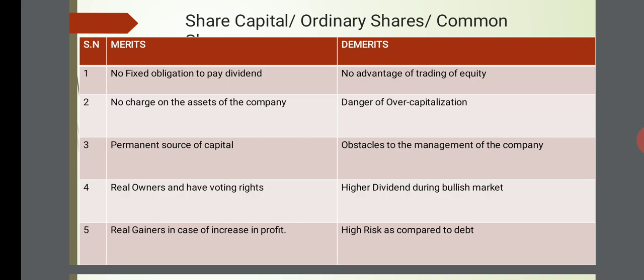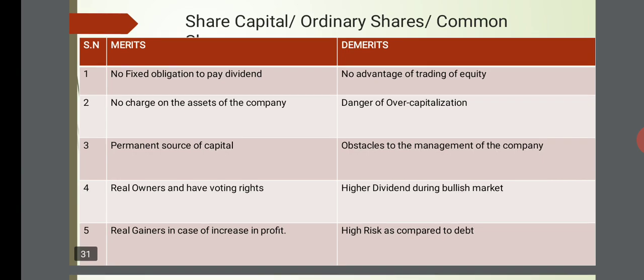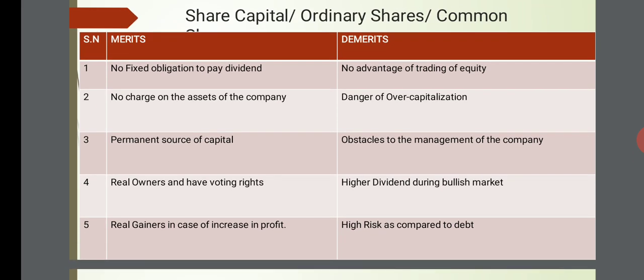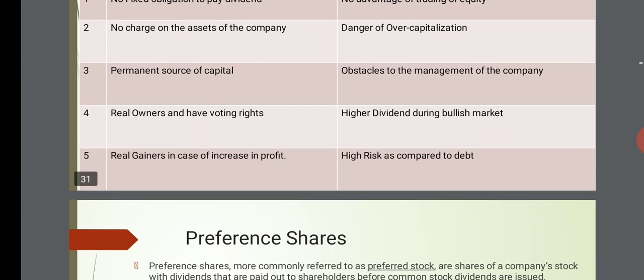Danger of overcapitalization. If we issue more equity shares, there can be an excess of capital available. Then obstacles to the management of the company, because they are also the decision makers. Higher dividend during bullish market. Once the market is bullish, you'll have to pay higher dividend. The high risk as compared to debt. If the company makes profit, the shareholders will get the money. If the company doesn't make profit, they don't get the money. So higher risk when compared to debt.